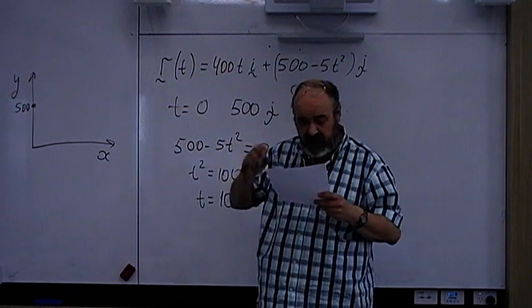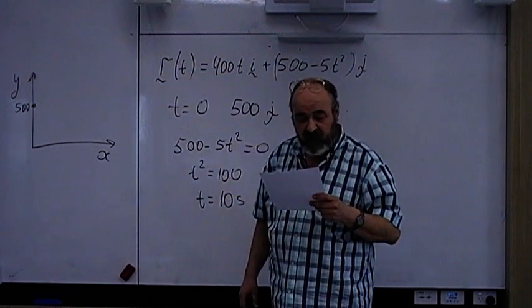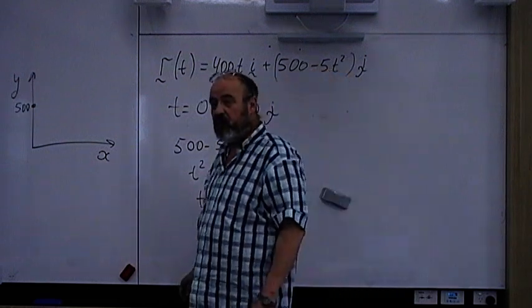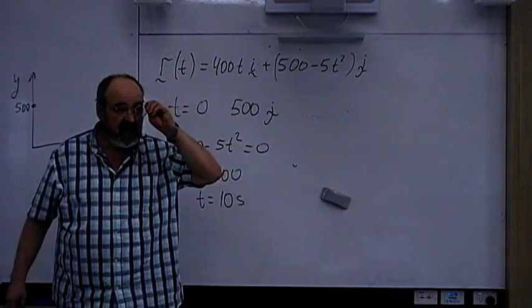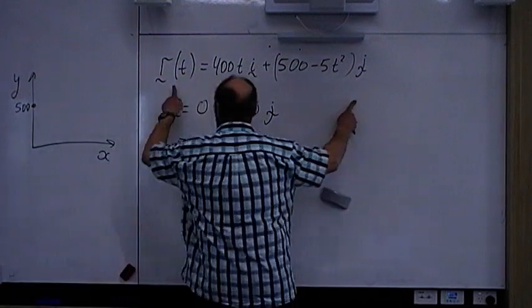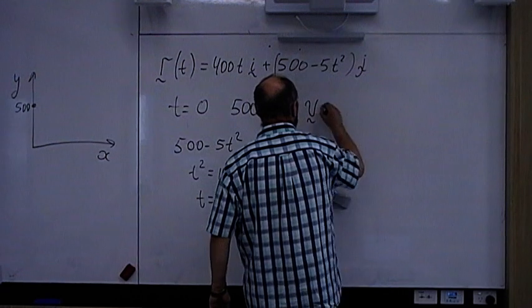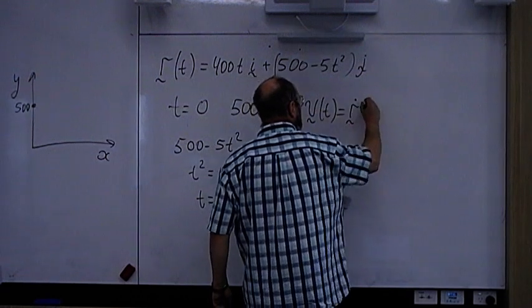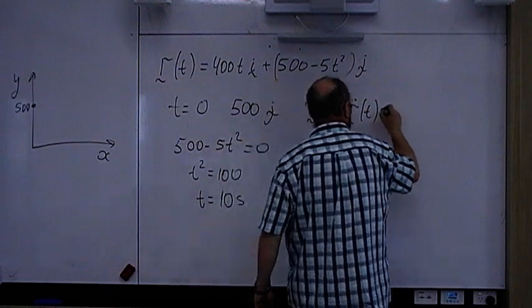That was part A. B: find the speed at which the projectile hits the ground. To find speed, let's find velocity. To find velocity, we need to find the derivative. Velocity equals the derivative of the position vector.